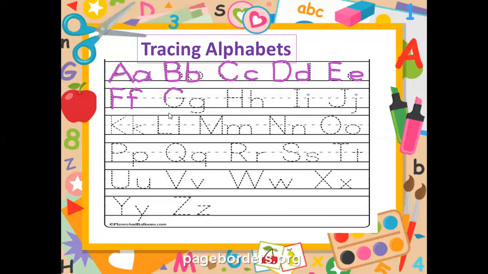Let's try it once more. A curved line from top to the bottom, and then a sleeping line in the opposite direction. It is called letter G. Now let's learn the small g.